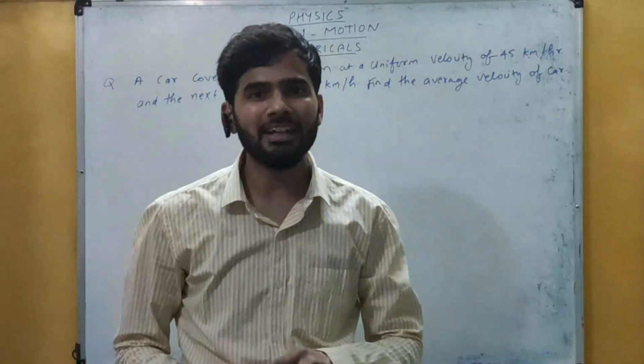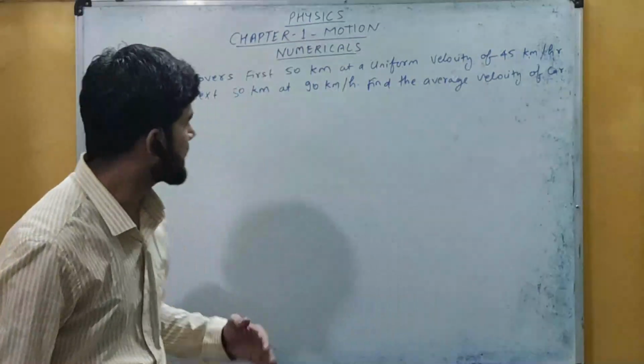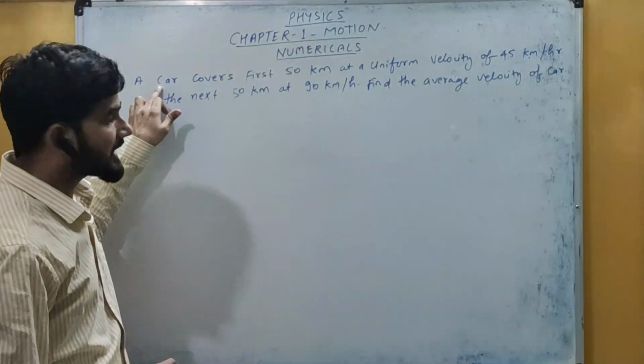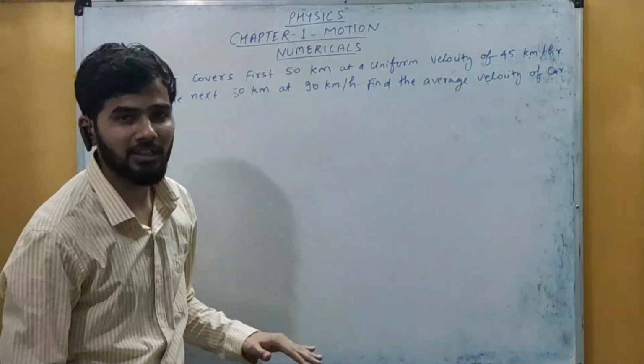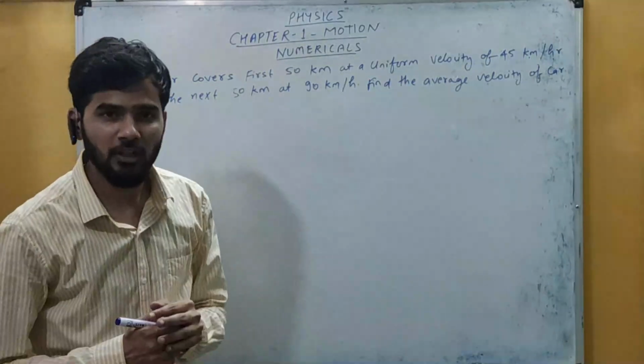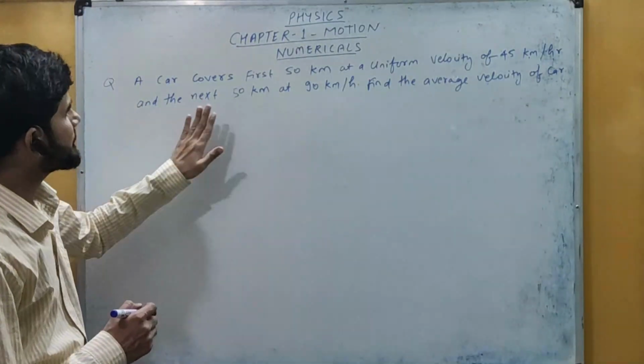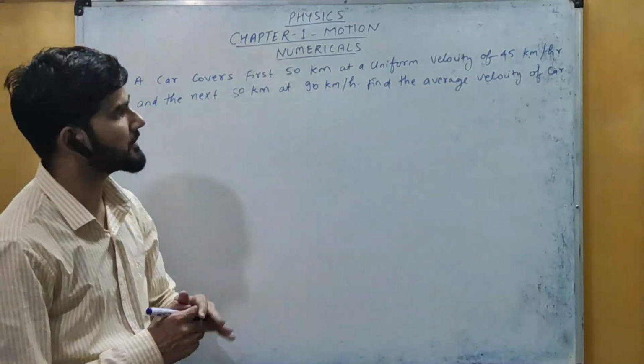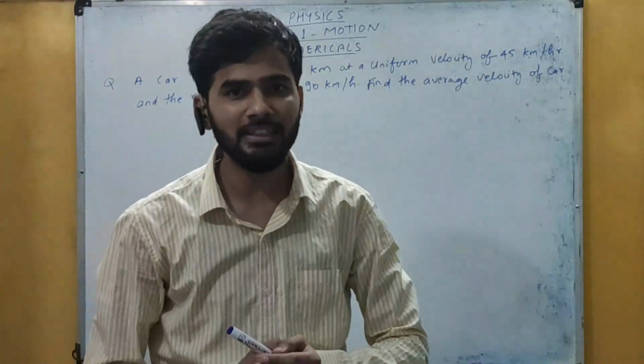Just take one more numerical based on the other concept. The numerical is: a car covers the first 50 km at a uniform velocity of 45 km per hour and the next 50 km at 90 km per hour. Find the average velocity of the car.